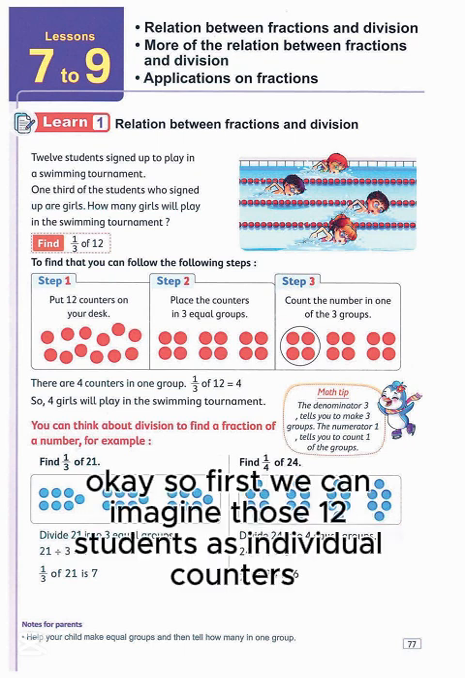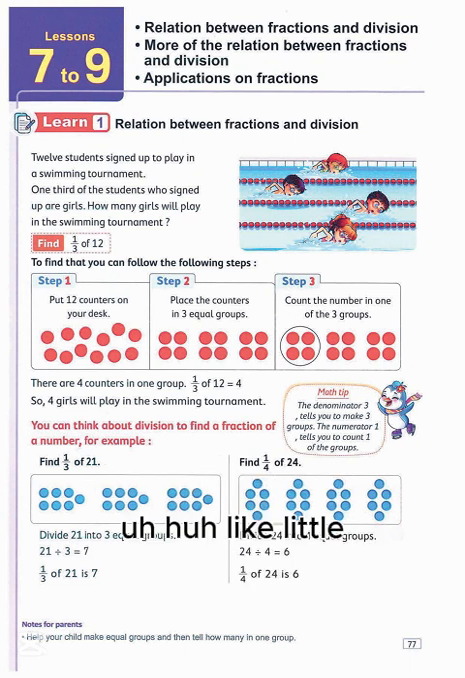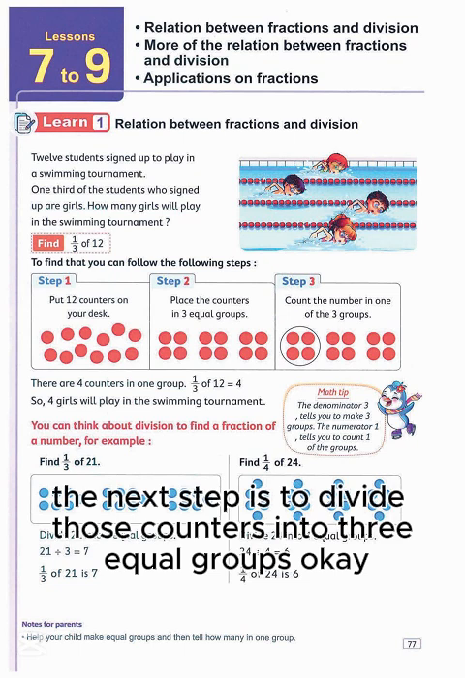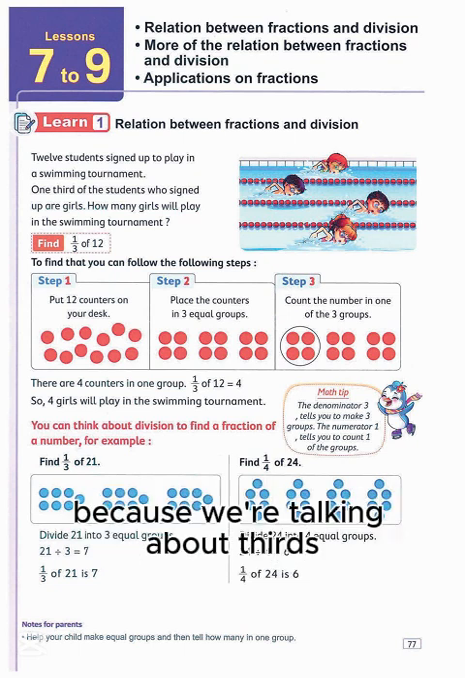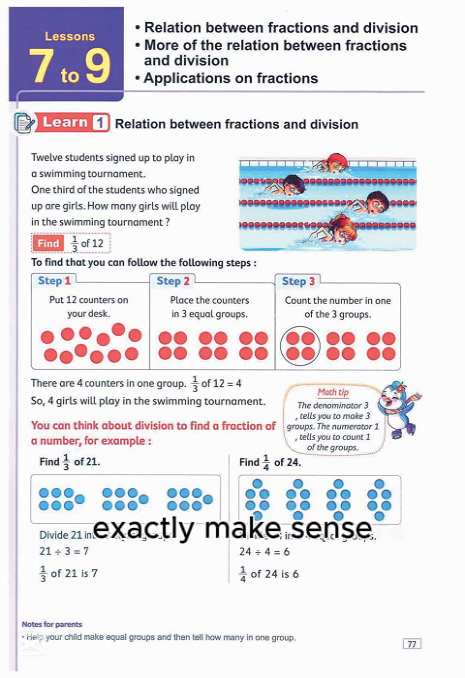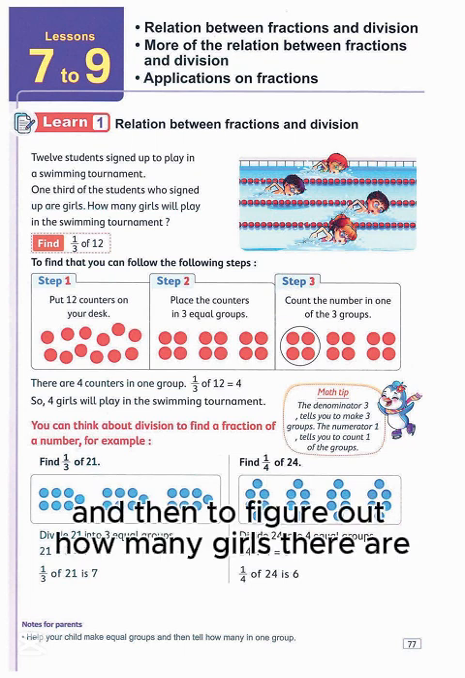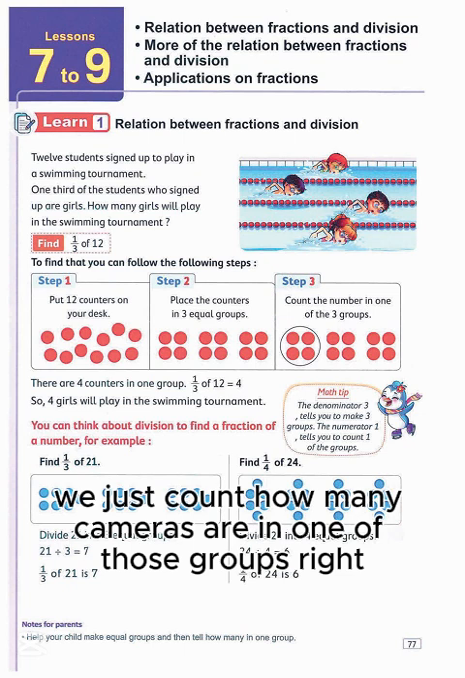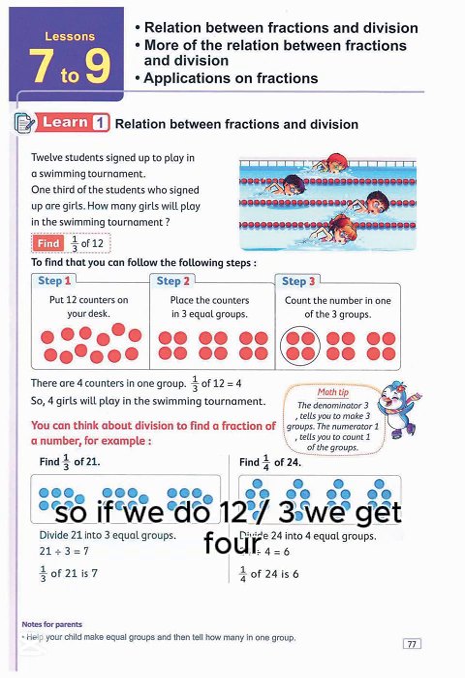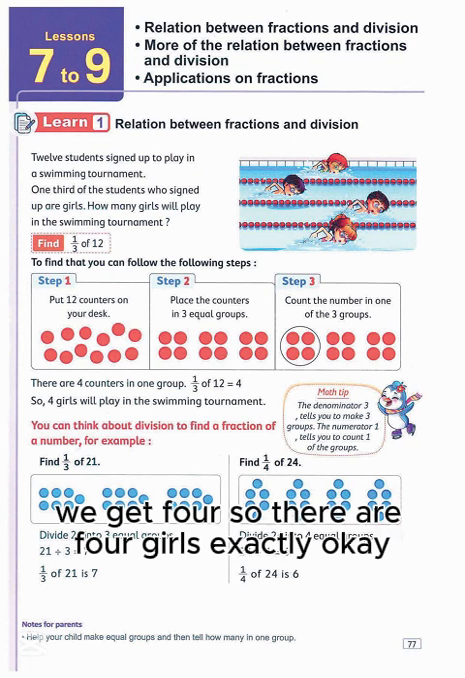First, we can imagine those 12 students as individual counters, like little chips or something. And then the next step is to divide those counters into 3 equal groups, because we're talking about thirds. Then to figure out how many girls there are, we just count how many counters are in one of those groups. So 12 divided by 3 gives us 4. So there are 4 girls.